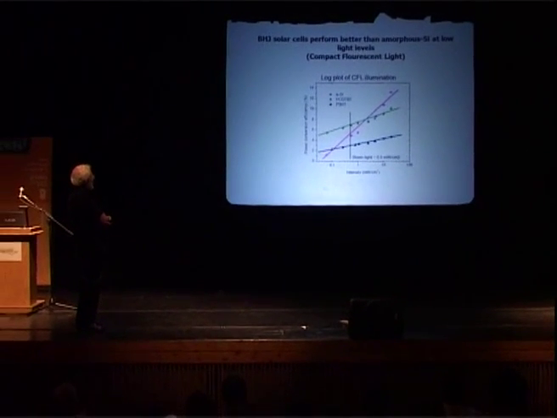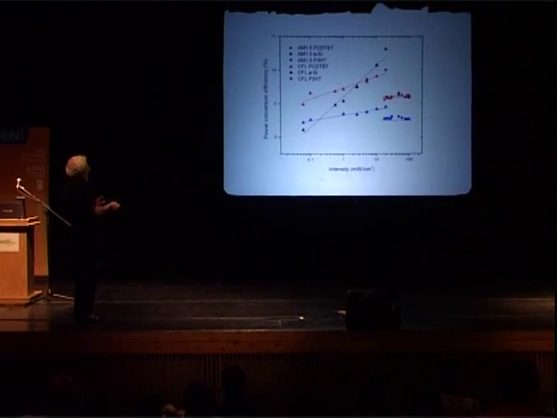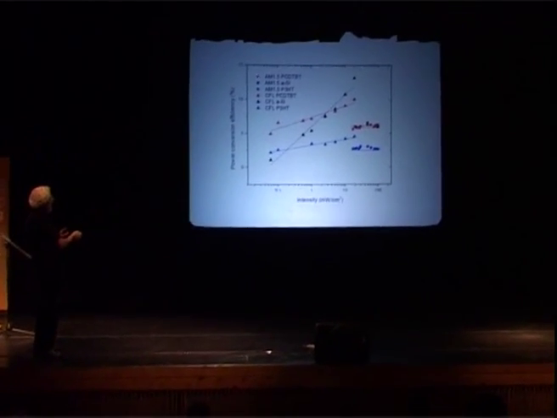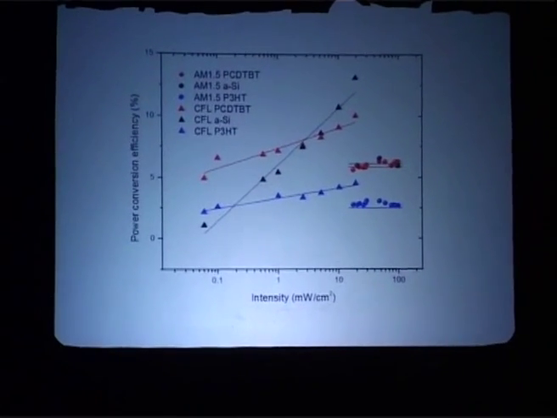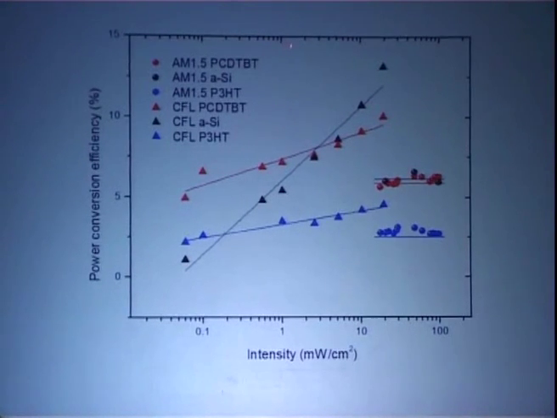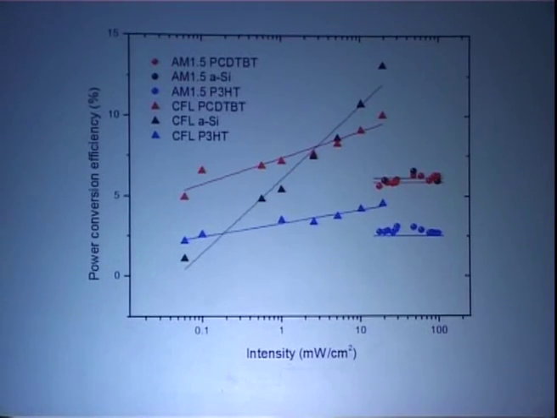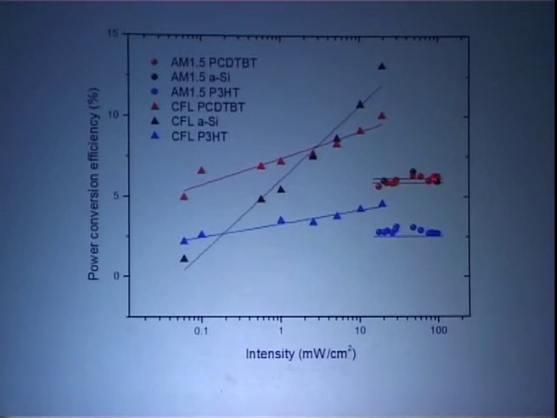Interesting. First, let me show you this one. The red dots here are amorphous silicon, which of course is a commercial product. The black dots here are, I got it wrong. The black dots are amorphous silicon. The red dots are this PCD TBT. They're about the same as amorphous silicon. Of course, amorphous silicon is a big time product. This has not been transferred onto this manufacturing line.